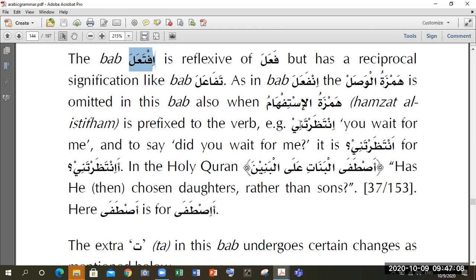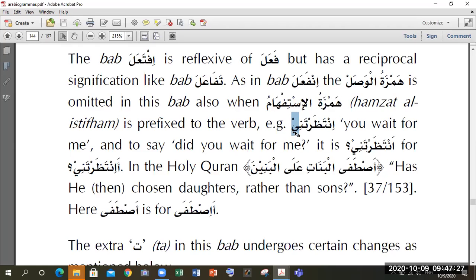So it will be intazarta, right? And we add a ya in the end, yani this ya is added. So this is a verb now, है ना? So when we add a pronoun to a verb, it makes it object, remember?